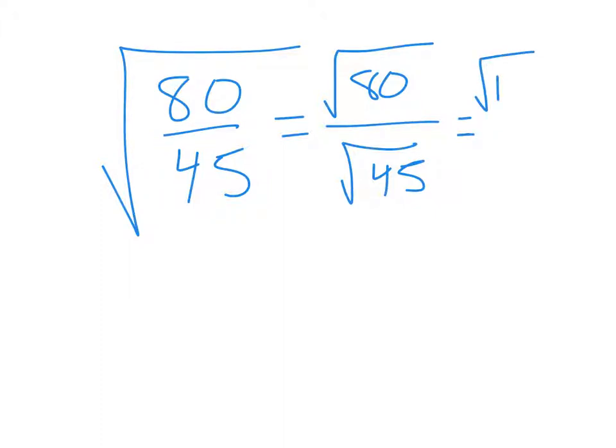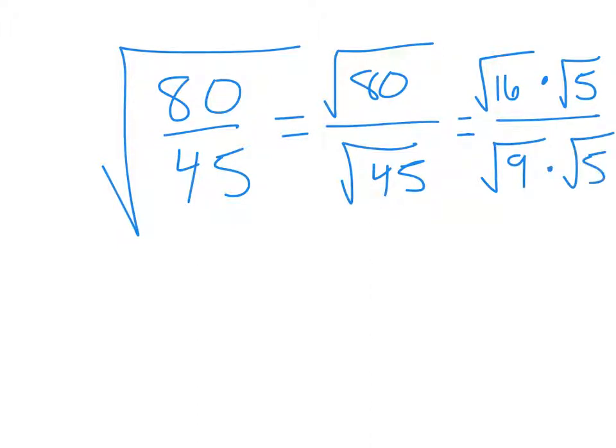So let's factor that out a little bit further. That would mean that I could take the square root of 16 times the square root of 5, because 16 times 5 were my two factors, it would work out the same way. The same thing again, down at the bottom I chose 9 and 5. So I'm just factoring out a little bit further here.